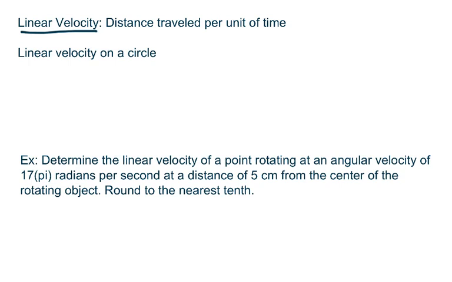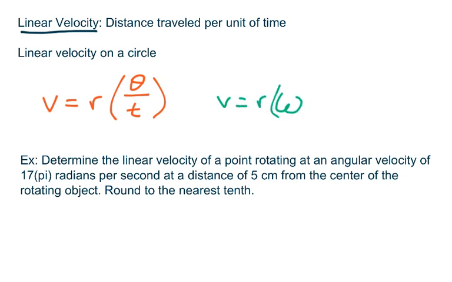The formula for linear velocity in a circle: velocity, lowercase v, is equal to the radius times the angular velocity, so that would be theta over time. If you want to shorthand it, it's v is equal to r times omega. And if you want to put that in parentheses, you can, but you don't necessarily have to. It's the radius times the angular velocity. That's how you find linear velocity on a circle.